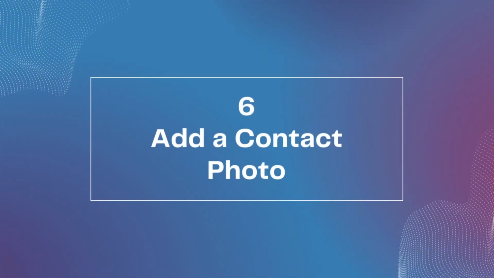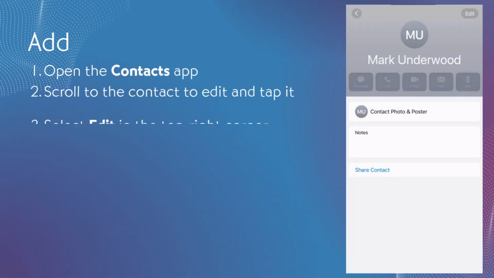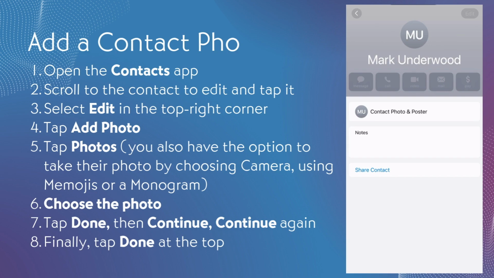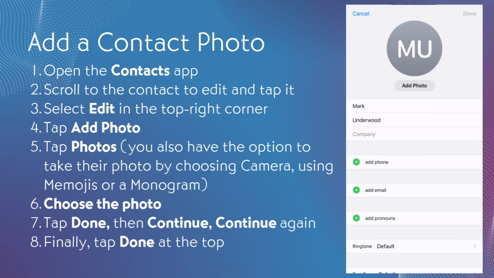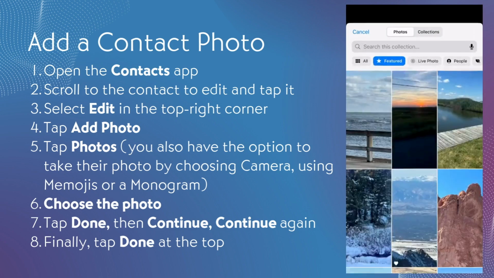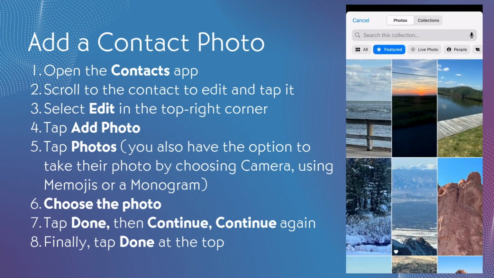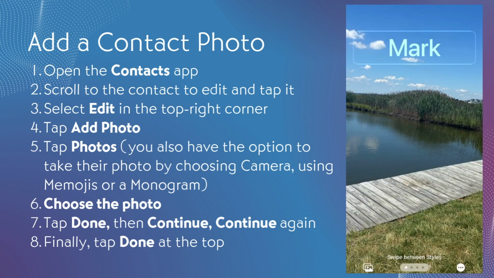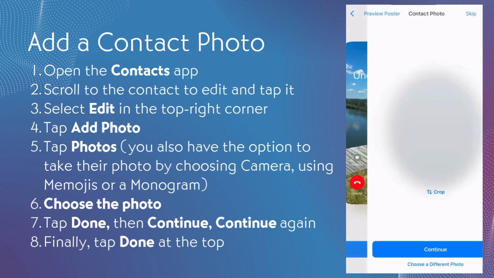Let's add a contact photo. Open the Contacts app. Scroll to the contact you want to add a photo for and tap it. Select Edit in the top right corner. Tap Add Photo. You also have the option to take their photo by choosing the camera, using an emoji or a monogram. I'm going to choose Photo. Choose your photo. Tap Done. Then Continue. Continue again. And finally tap Done.